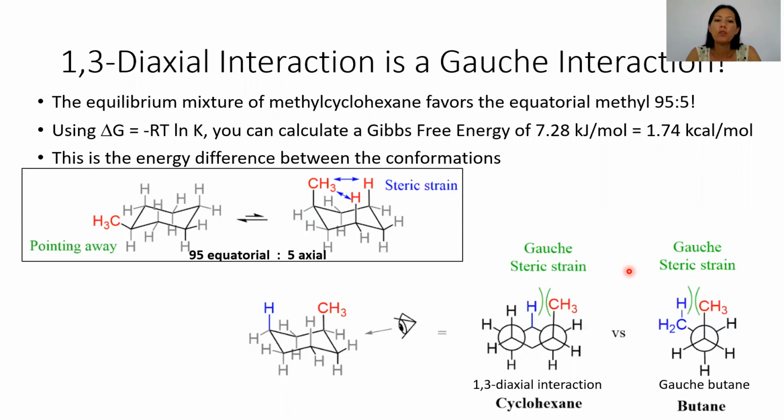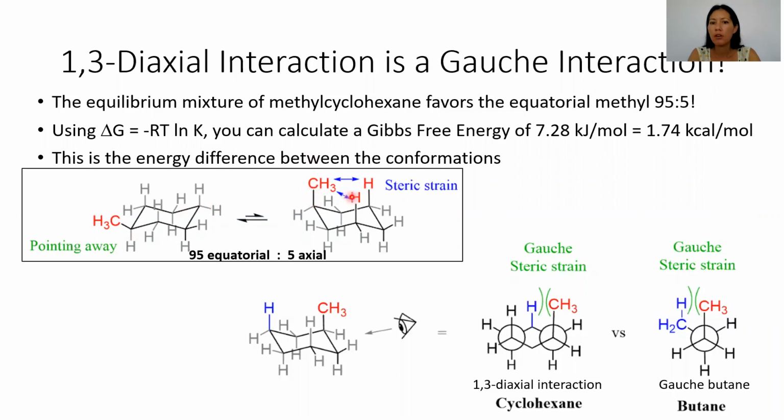But what's useful is if you know that energy, the difference in energy, you can actually calculate the population of each conformer. Or if you know how many are in a certain conformer, you can calculate the cost of that strain. So let's look at an example of methyl. Methyl equatorial here is pointing away, out, not bumping into other guys.